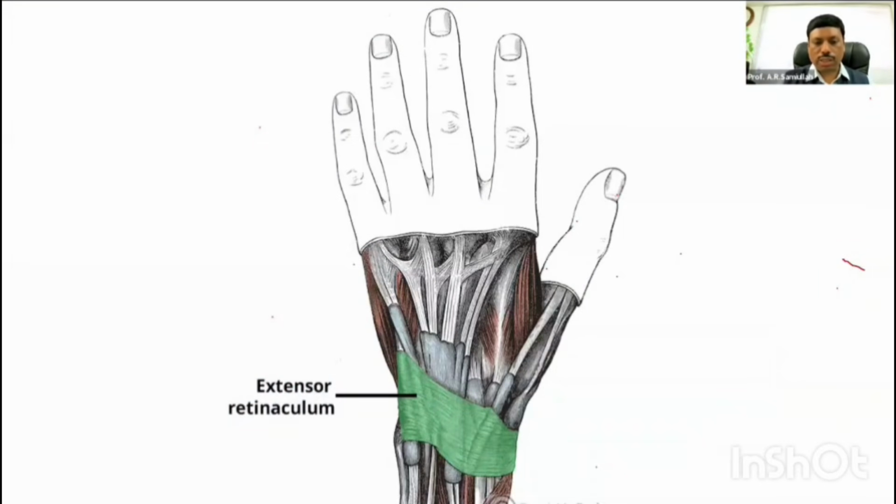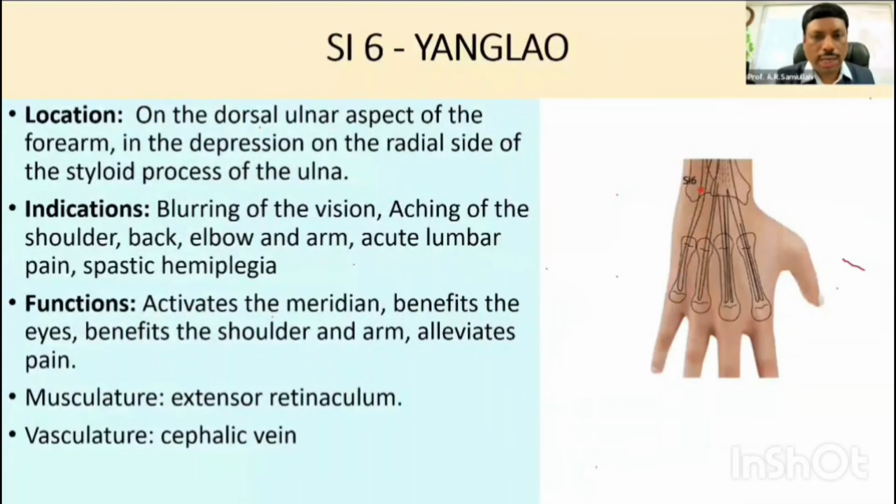So this is the extensor retinaculum, which I told you. Where is the band? Then SI5 is known as Yang Love. Young means the organ, that means the fire. Love means the old age, bringing energy for the aged person. This point is known as a palliative care point. Whenever you want to treat a senior citizen, don't forget to apply this point known as Yang Lao. That is SI6.